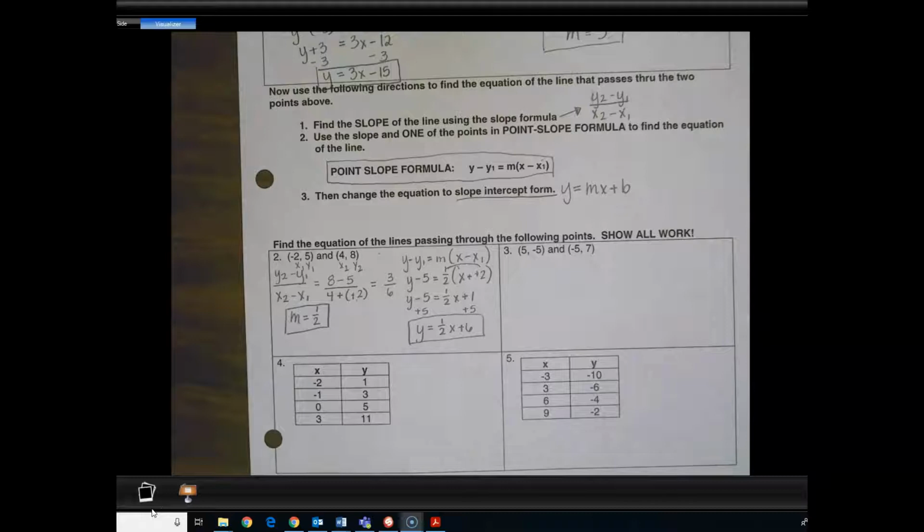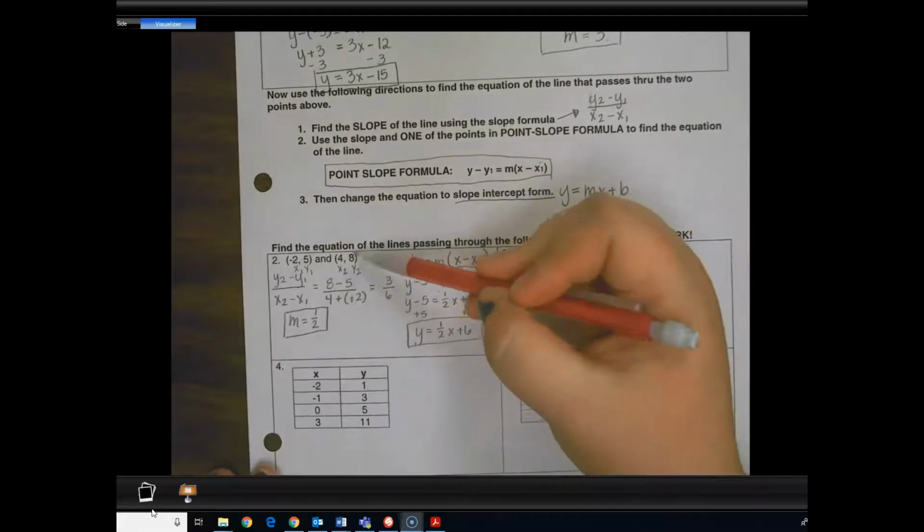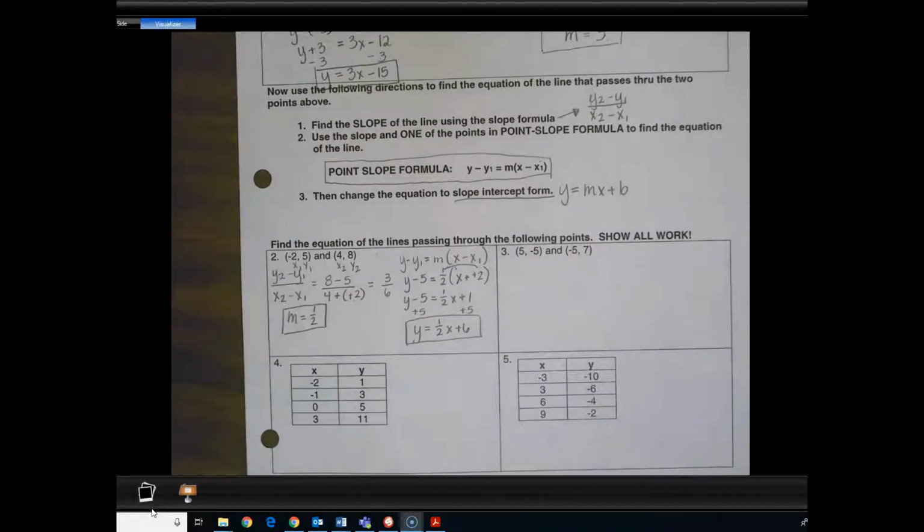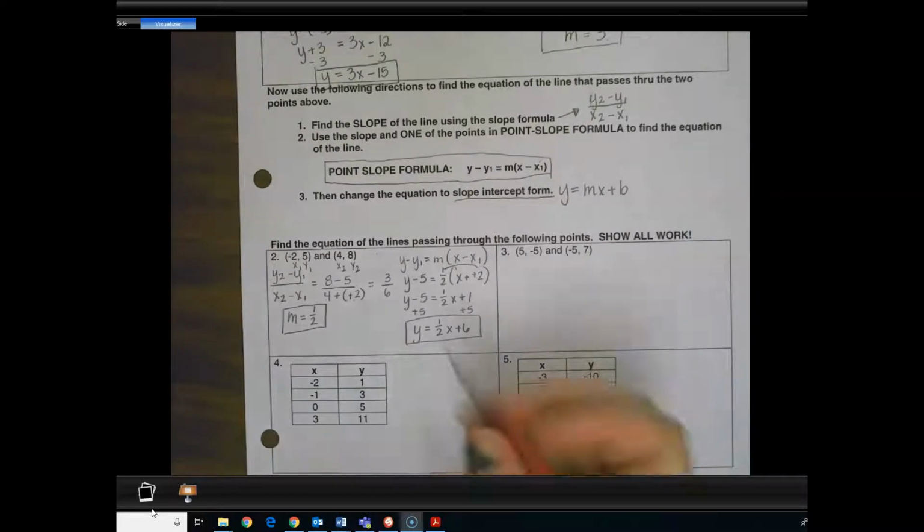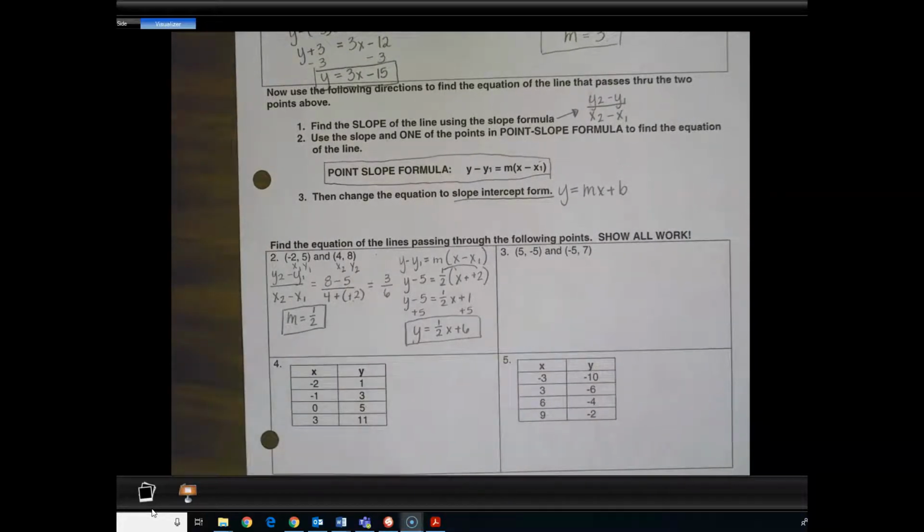All right. Give you a minute to process that. As always, I could take this other point and plug it in to make sure it worked. So half of x, so half of 4 is 2. 2 plus 6 does give me my 8, which is my y value. Let's go ahead and look at number 3.